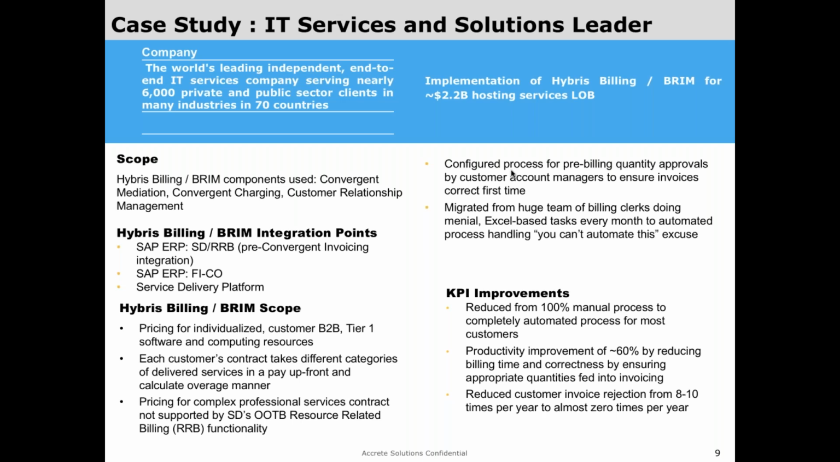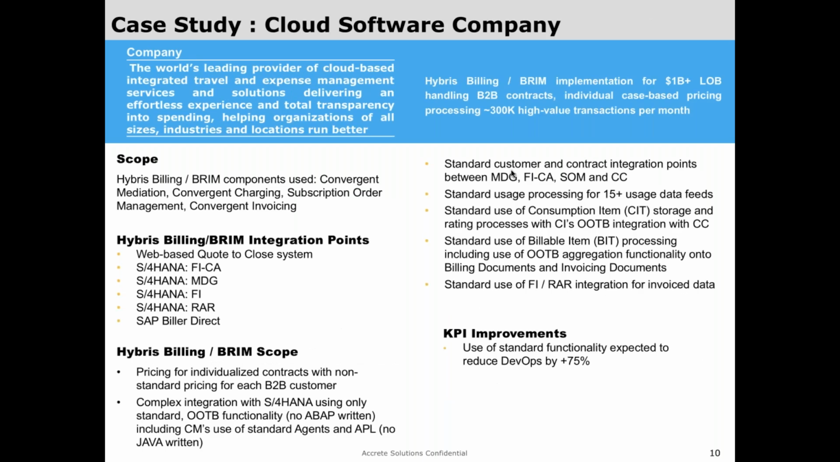The next case study then is another B2B company. They supply cloud-based software for travel and expense management, right? So they're using BRIM. It's a $1-2 billion line of business, mostly for B2B.